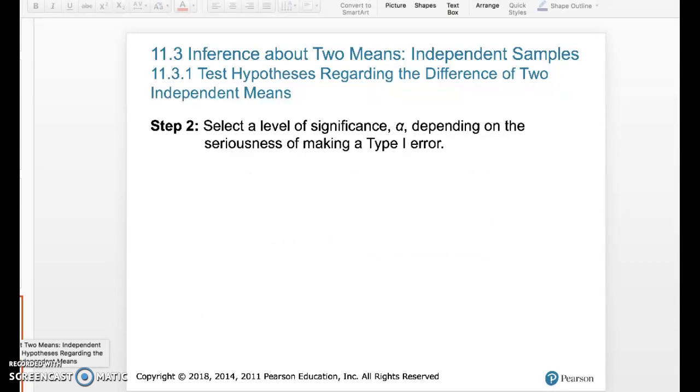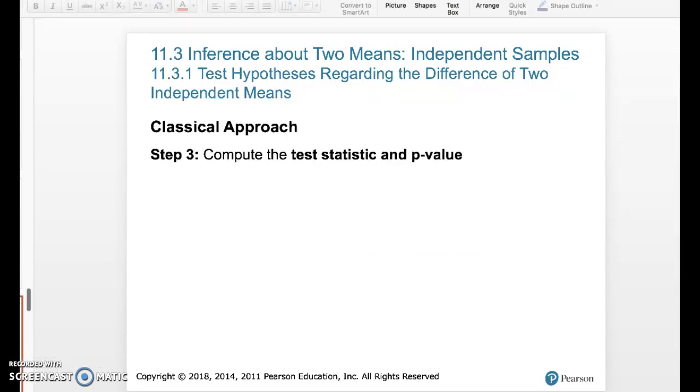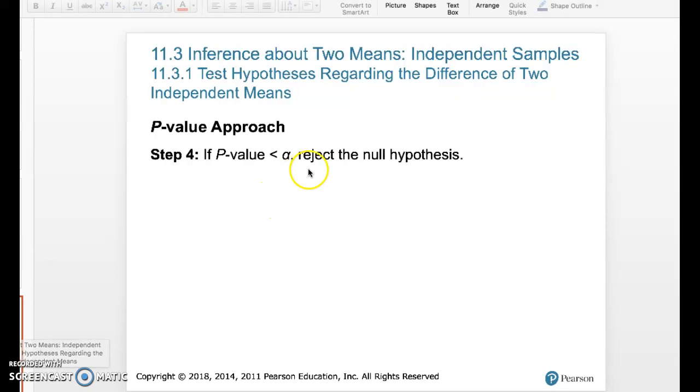Step 2, make sure we've specified our level of significance. Compute the test statistic and p-value using StatCrunch. Just as our other scenarios, if your p-value is less than your alpha, reject the null, and if we reject the null, we accept the alternative. And step 5, state our conclusion in everyday language.